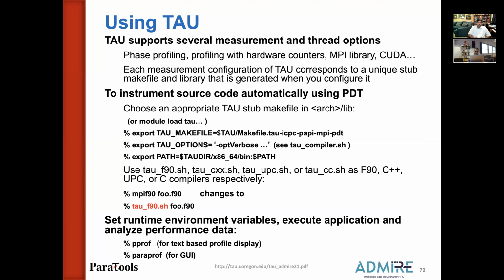Now, each configuration of TAU has a stub makefile associated with it. And if you want to use the Program Database Toolkit for source instrumentation with the TAU compiler scripts, you need to point to a particular configuration. I could say this is TAU configured with ICPC, or Intel compilers, with PAPI, MPI, PDT as a TAU makefile, and then put TAU in your path and use these scripts to compile your code. And you could compile it like this and run the application, generate the profile files, and view it.